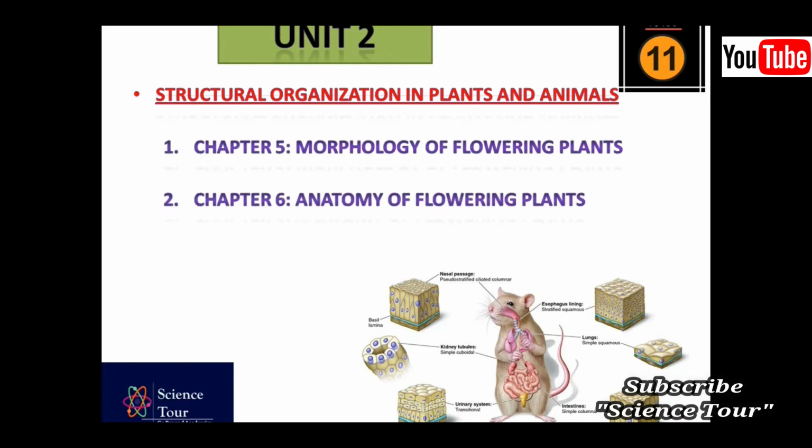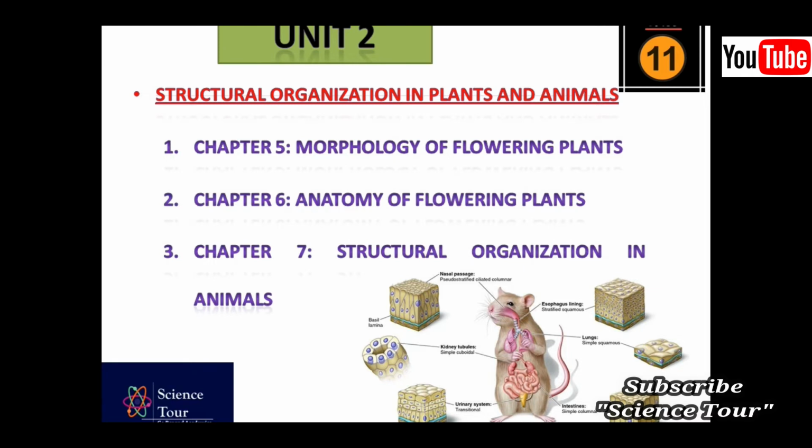Under that, chapter 5, morphology of flowering plants. Morphology means external features of flowering plants. Flowering plants are called angiosperms. Here you will study the morphology as well as functions of different parts of the flowering plants like root, stem, leaf, then flower, inflorescence, fruits, seeds and their modifications and different plant families.